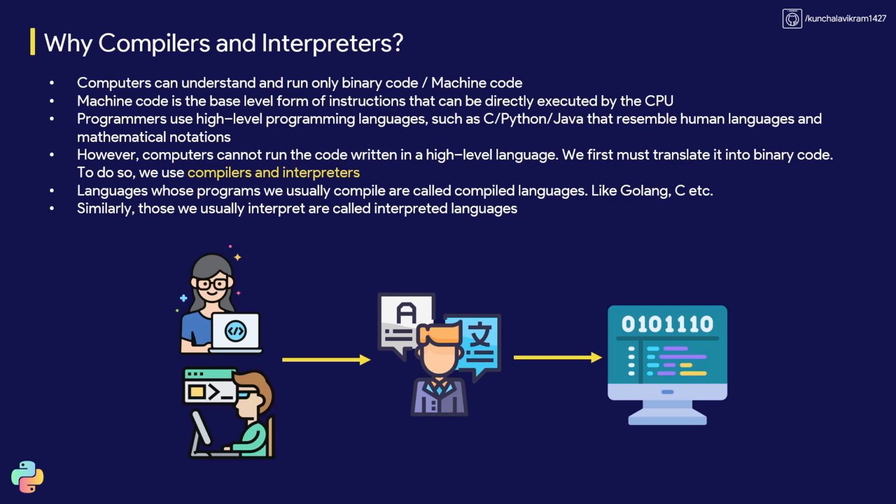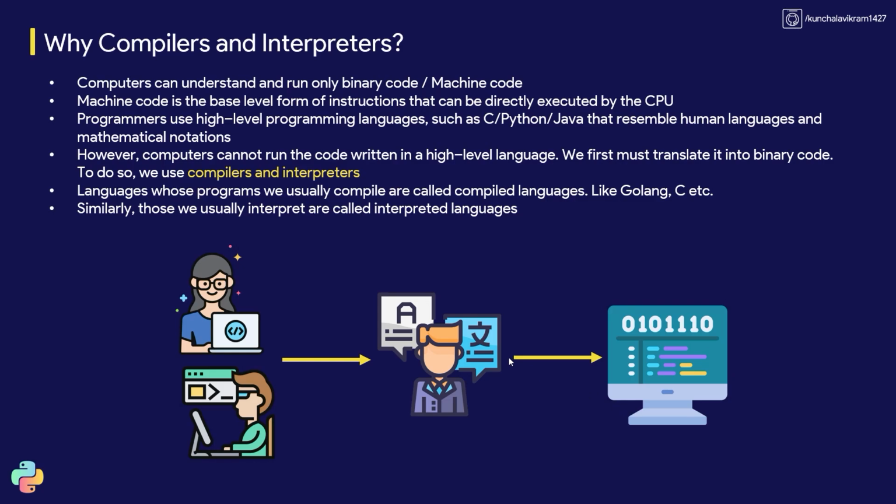But as programmers, we don't write binary, right? Because it's very hard to write in zeros and ones. Generally, we use high level programming languages like C, Python, Go, or Java that resemble human language. The problem is the computer cannot understand or run this high level code directly. We first have to translate or convert it into binary code, that is zeros and ones, and that's exactly where compilers and interpreters come into the picture. They take your human readable code and convert it into binary that the systems can understand, right?